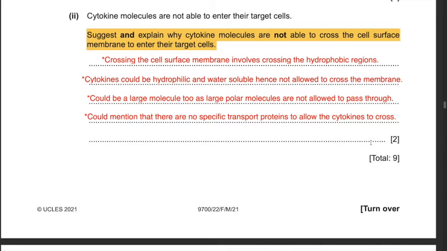not allowed to pass through at all. You could also mention that there are no specific transport proteins to allow cytokines to cross. Since there is a mention of cytokine molecules not being able to enter the cell at all, there can't be transport proteins present, because if there were transport proteins, then the cytokine molecules could at least take that pathway. Since the question says suggest and explain, one possible suggestion is that the cytokines are hydrophilic and water soluble, and the explanation would be crossing the cell surface membrane involves crossing the hydrophobic regions. Since cytokines are hydrophilic and water soluble, they will not be allowed to pass through. That will land you 2 marks.